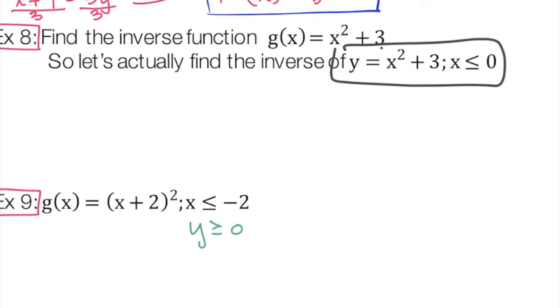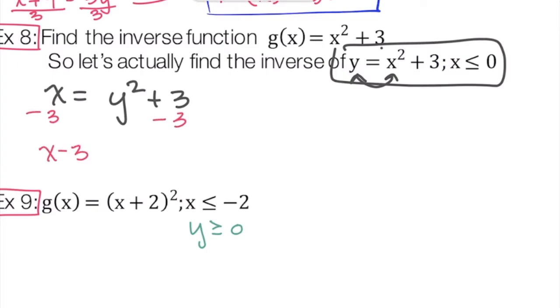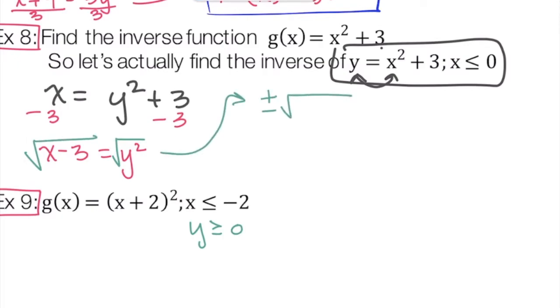Remember, we're going to swap the x and the y. So instead of y is equal to x squared plus 3, we're going to say x is equal to y squared plus 3. Now we isolate our y value, so we're going to subtract 3 from both sides. So we'll have x minus 3 is equal to y squared. We want to continue isolating our y value, so we're going to take the square root. And remember, when we take the square root, initially we're going to have a positive and a negative root.